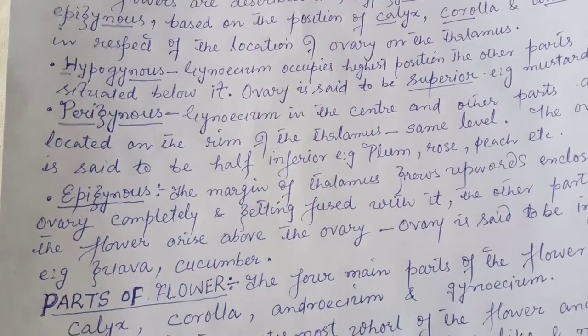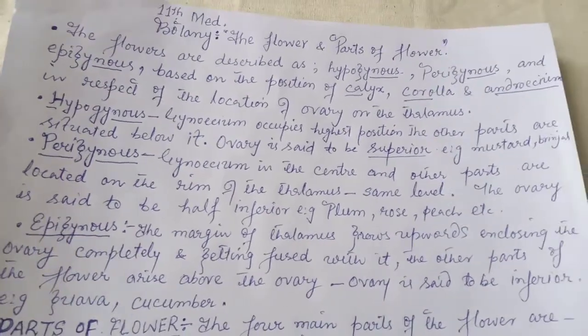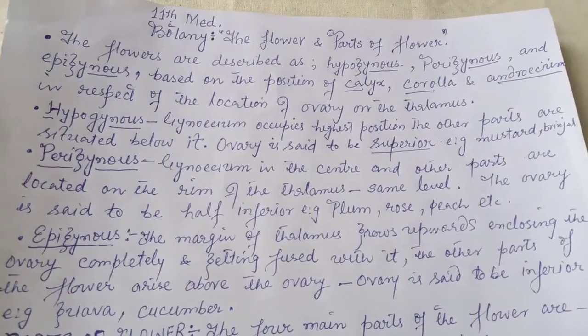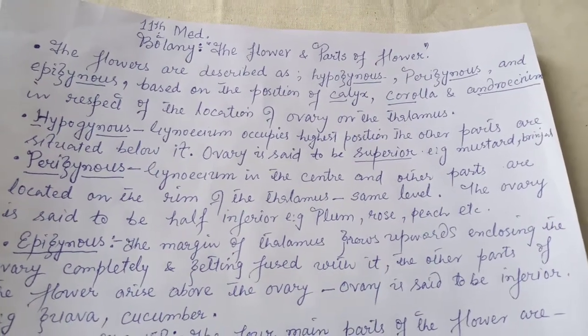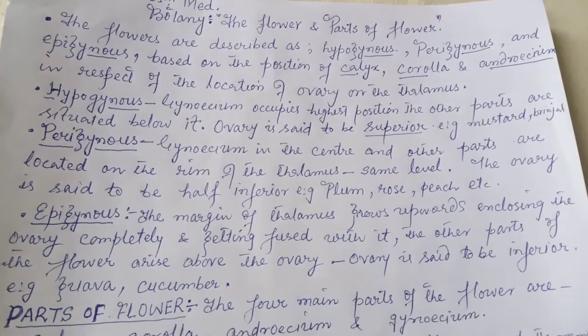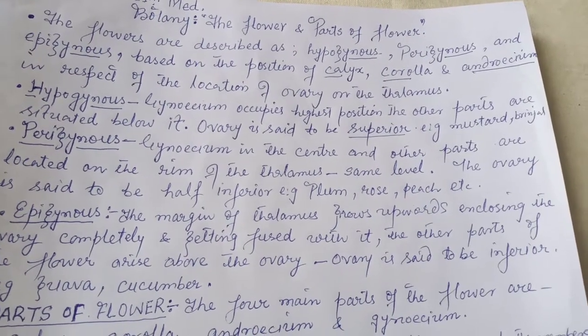And the second one is the perigynous. The gynoecium is in the center, and other parts are located on the rim of the thalamus, that is, at the same level. The ovary is said to be half inferior, as in case of plum, rose, peach, etc.